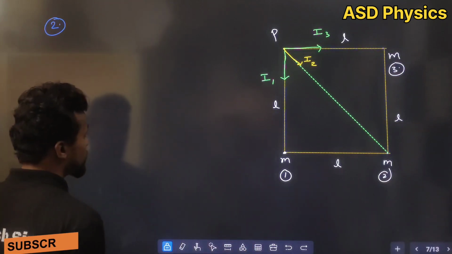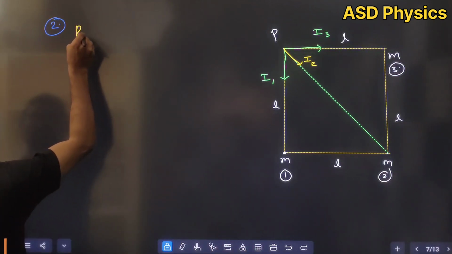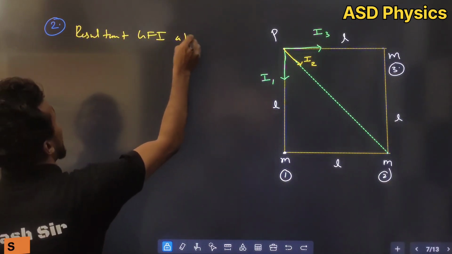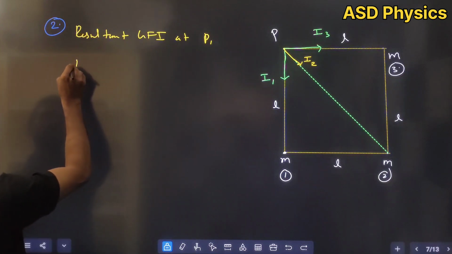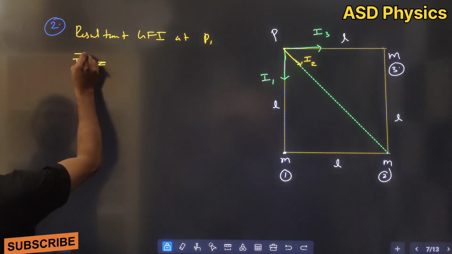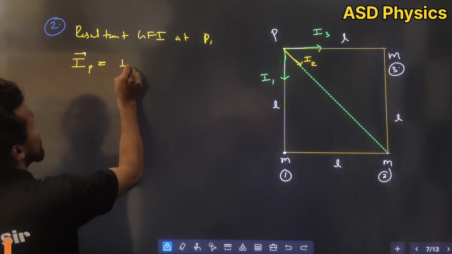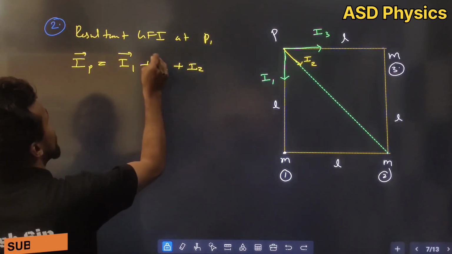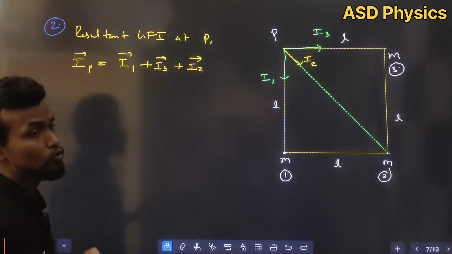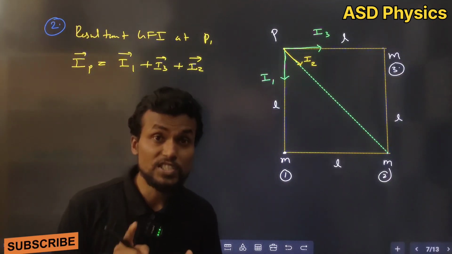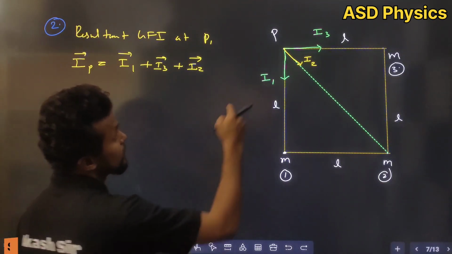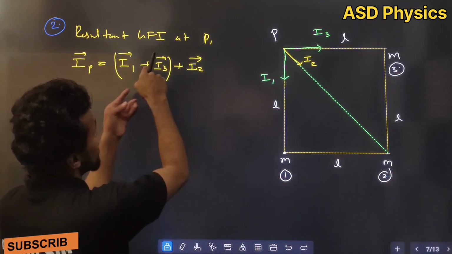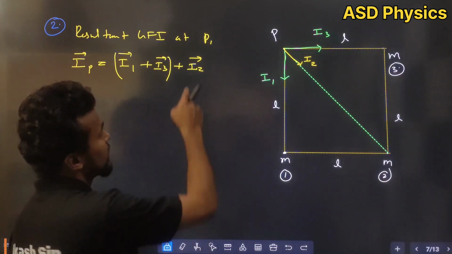Now if I want to calculate the resultant GFI at P, what will this come to? The resultant GFI at point P is given by I1 plus I3 plus I2, in vector form. So students, to get the resultant of the 3 GFIs, first we will find the resultant of these 2 GFIs, I1 and I3. Then we will add the resultant of these 2 GFIs with I2.